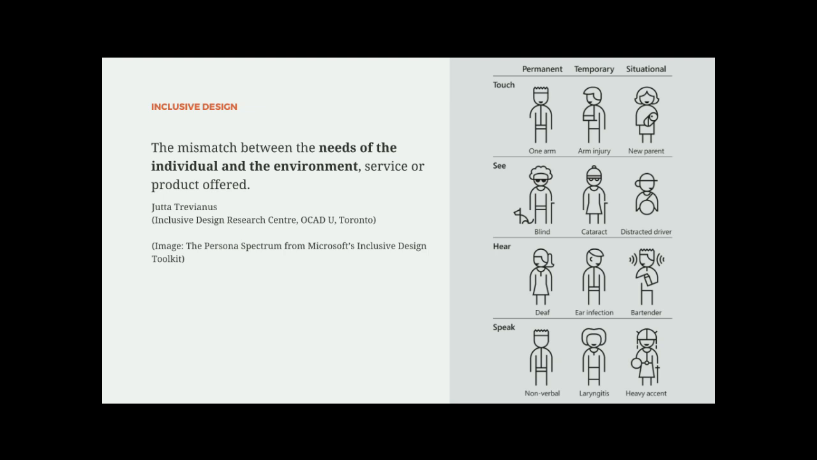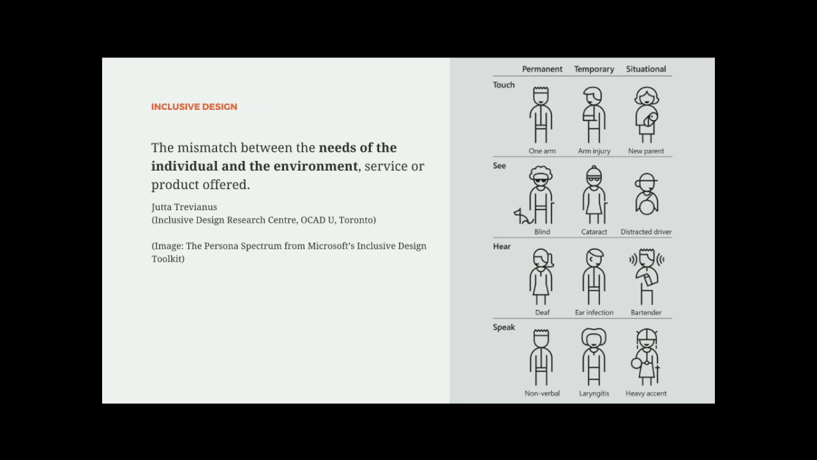On the next row, there's a label of C. Under permanent, it says blind. Under temporary, it's someone with cataracts. And in situational, it's a distracted driver, which is always something that we have a problem with. But you can understand how there's a spectrum of ability and a spectrum of needs that need to be met here. Finally, if you are deaf, if you have an ear infection, or as the situational one is, if you're a bartender. The other one that we frequently talk about for hearing is if you're at an airport, it's frequently hard to hear announcements clearly. That's a really good example.